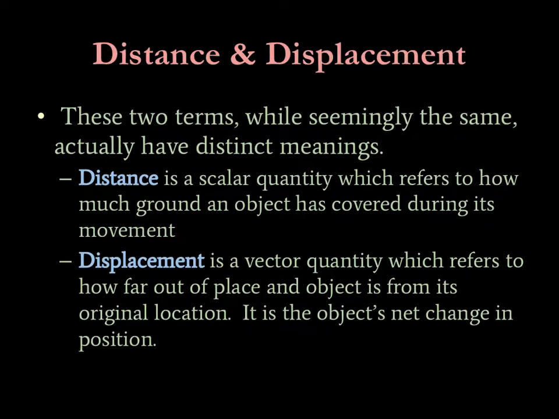So while these terms may seem similar, they're actually somewhat different. Distance is scalar and refers to how much ground an object has covered during its movement, while displacement is a vector referring to how far out of place an object is from its original location. Okay, it's basically the object's net change in position, and with our displacement, as we mentioned, the direction does matter because it's a vector.